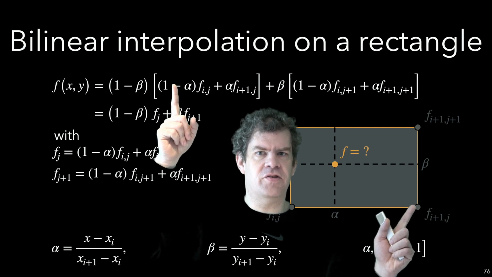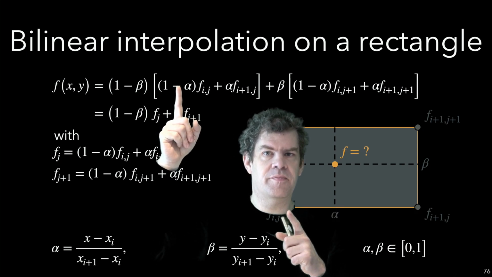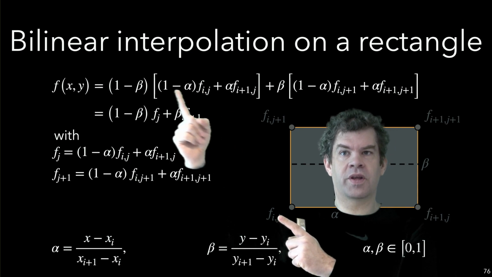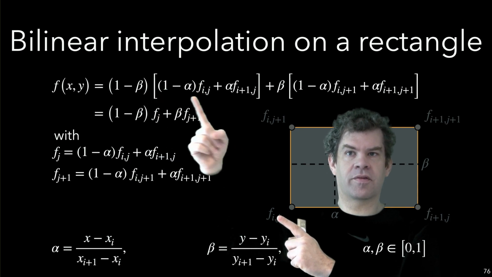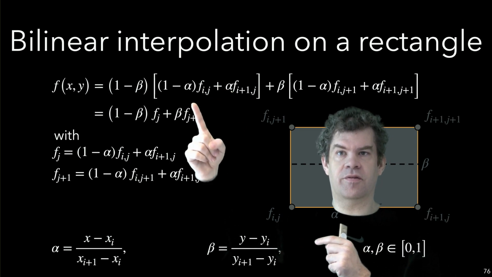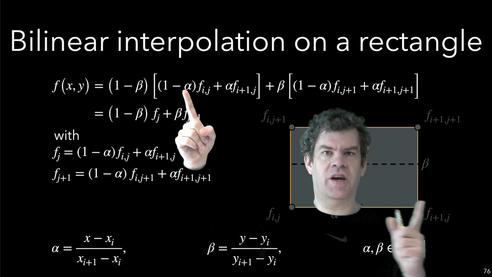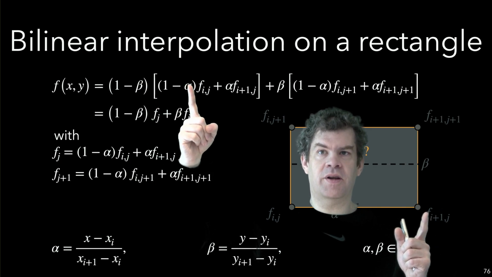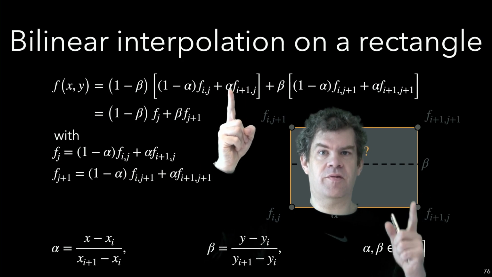Let's do a quick sanity check. Say alpha is 0, meaning we sit here. If we sit here, I want to get this point out, which means 1 minus 0, which happens to be 1, times this one, plus 0 times this one, which means this one. Okay, works. Let's do another sanity check all the way to the right, which means alpha is 1. This means 1 minus 1 is 0. This goes away. Plus 1 times this one works.